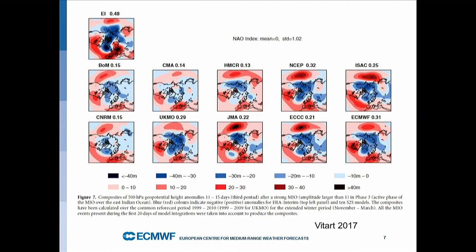These are composites of geopotential height, 11 to 15 days lagged with respect to MJO events that are in phase six, so there is an active phase over the Indian Ocean. You can see there is quite a different flavor of the response. As a reference, the one on top is the response from ERA-Interim, our reference verification response. And it is again the NAO structure that we are looking at. What are these numbers? I believe they are the correlation to a standard NAO pattern, just to give us a defined measure of how close the flows are to the NAO.